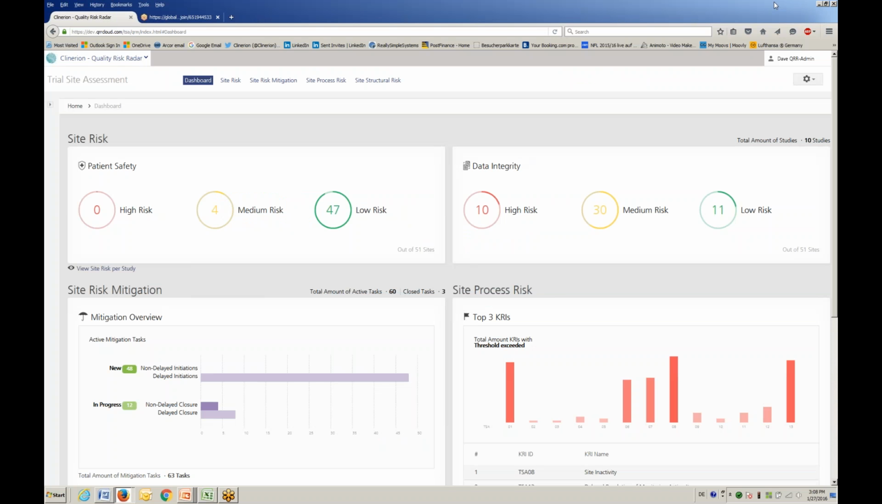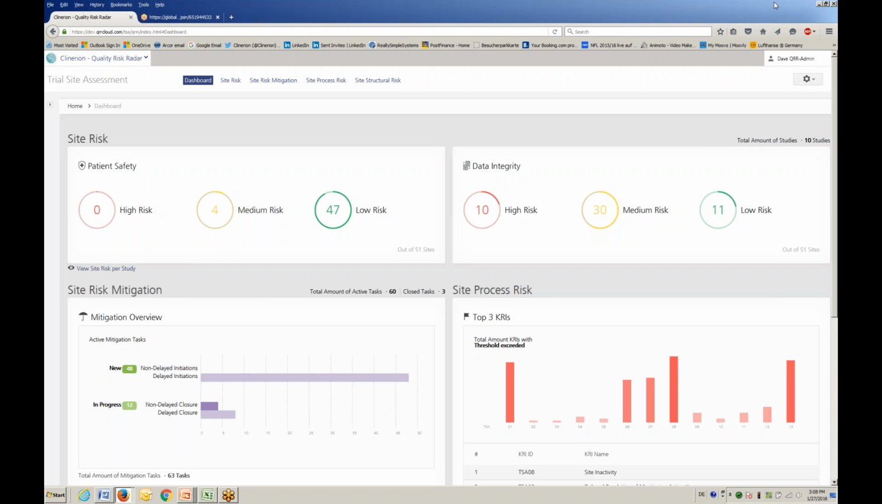We're now looking at the initial page which you will be presented with when you log on to the application. First of all, it's a web-based application operating in our Clinerion cloud. When you log on, this first dashboard presents 4 basic compartments of information for you as a user of the system.